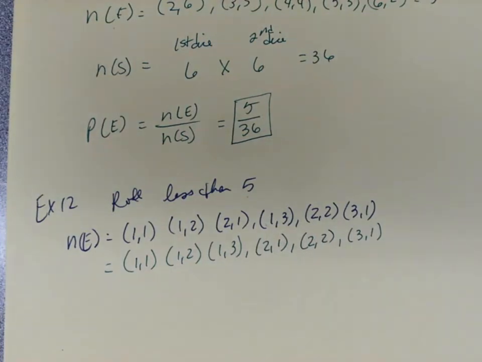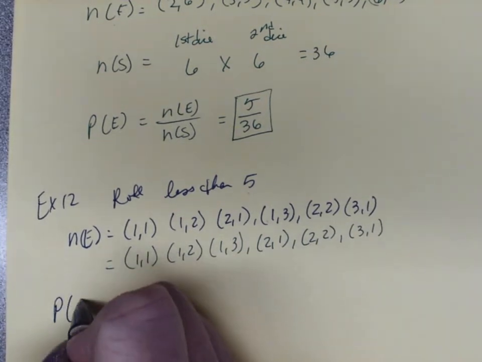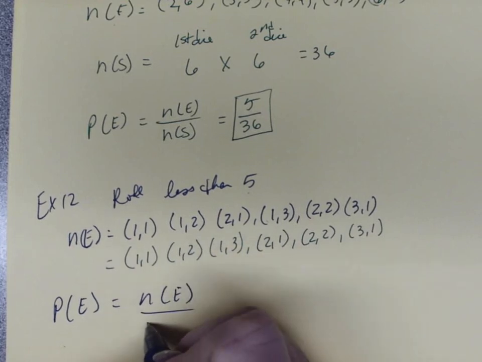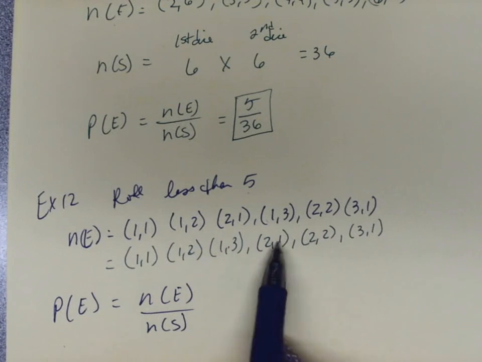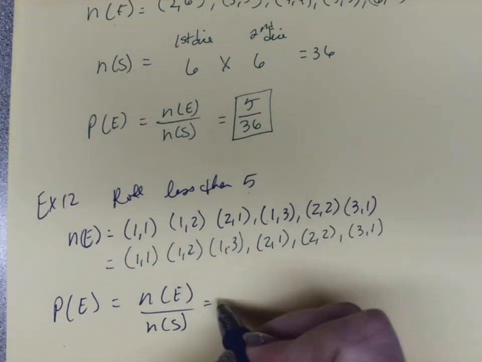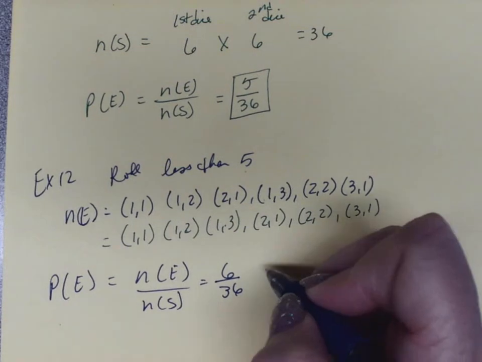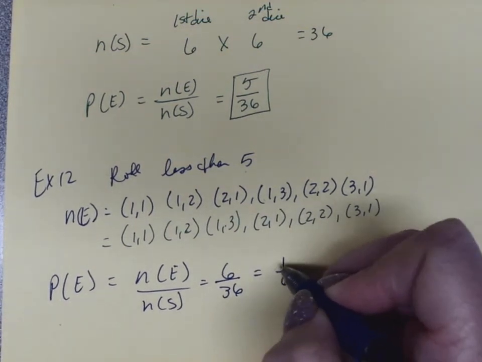All right, so rolling less than a 5, we're now looking at our probability of E is equal to the n of E over the n of S. We have 1, 2, 3, 4, 5, 6 ways to do it, and that's out of 36 possible outcomes. They both divide by 6, and we will get 1 out of 6.